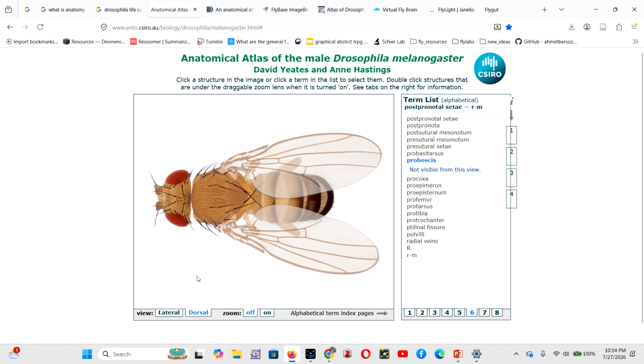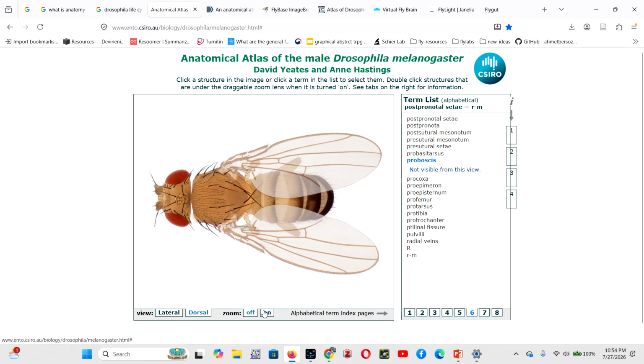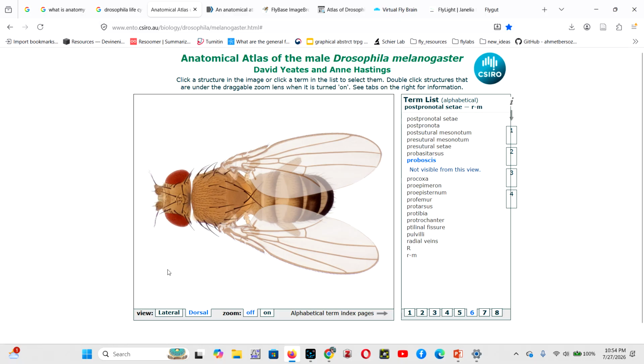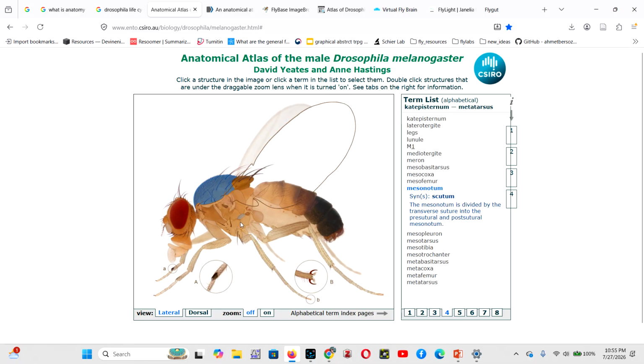In the view we have two options, the lateral option and the dorsal option, and then we have the zoom on and off option. Let's look at the dorsal view. Drosophila is a very simple model organism. If you look at the anatomy, we have a mouth part, a head part, of course this thorax part, and then the abdomen part. And these are the legs, as we can see, and these are the wings.